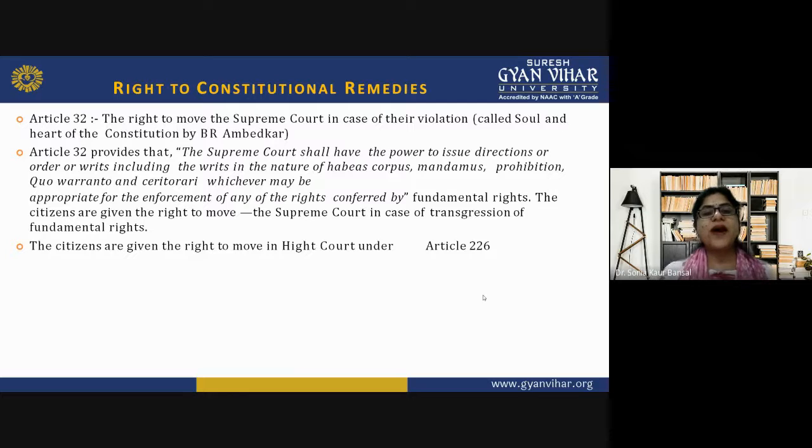It provides that the Supreme Court shall have the power to issue directions or orders or writs, including writs in the nature of habeas corpus, mandamus, prohibition, quo warranto, and certiorari, whichever may be appropriate for the enforcement of any of the rights. The Constitution allows one to move the Supreme Court in case of transgression of fundamental rights. So the citizens are given the right to move the higher court.